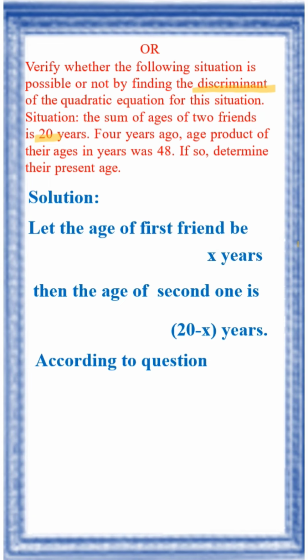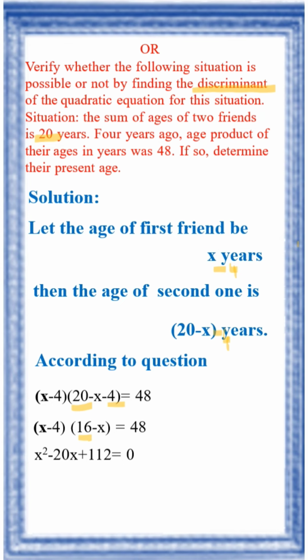According to the question, 4 years ago means x minus 4 here, and here 20 minus x minus 4. Their product, x minus 4 into 20 minus x minus 4, is equal to 48. Here 20 minus 4 is 16. x minus 4 into 16 minus x is 48. Multiply to get x square minus 20x plus 112 is equal to 0.